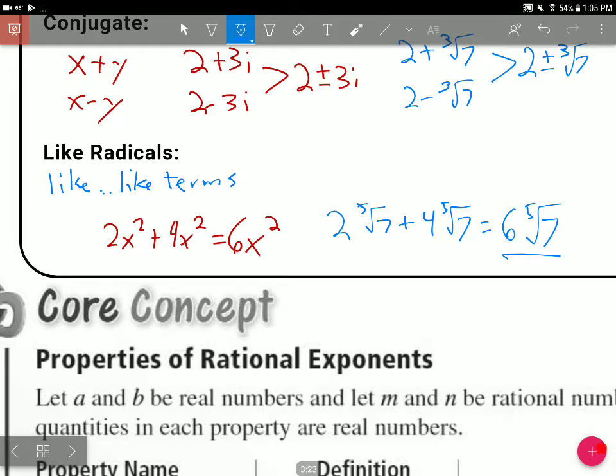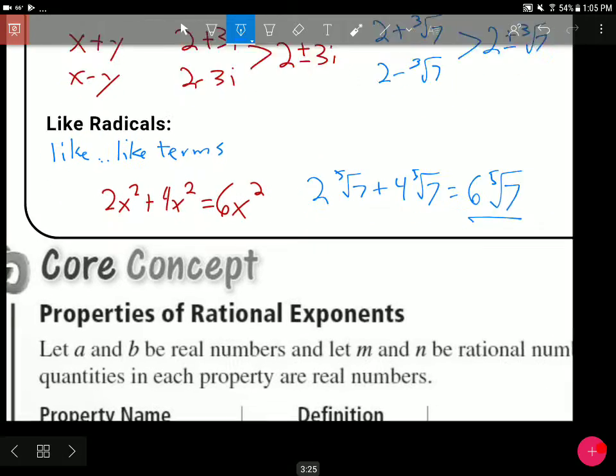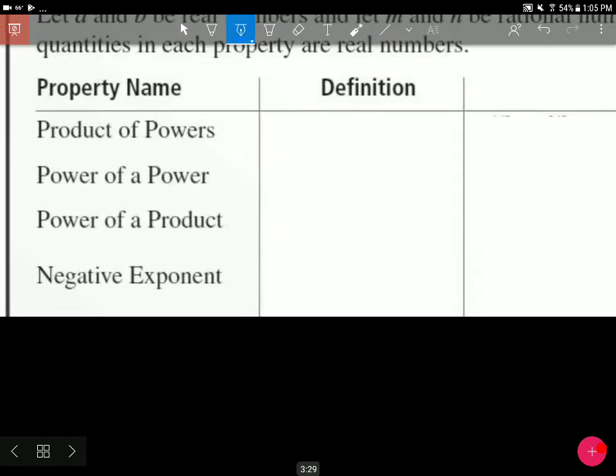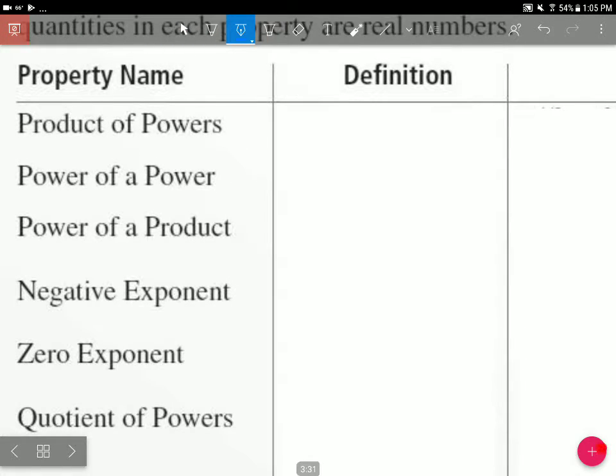All right, so that's just a little bit of verbiage that we're going to get out of the way. Down here, properties of rational exponents. These are just straight properties of exponents in general. You do not need to memorize these names at all. I forget which one is which, because it's product of powers, power of a power, power of a product. But here's basically what we mean.